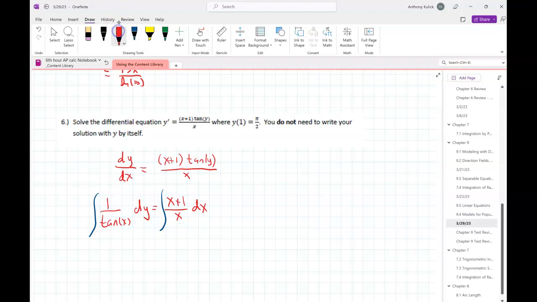Oh, I made a boo-boo there. I wrote down tan x, that was supposed to be tan y. I just copied it wrong. Okay.